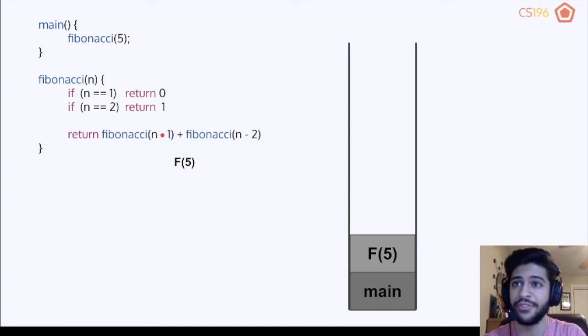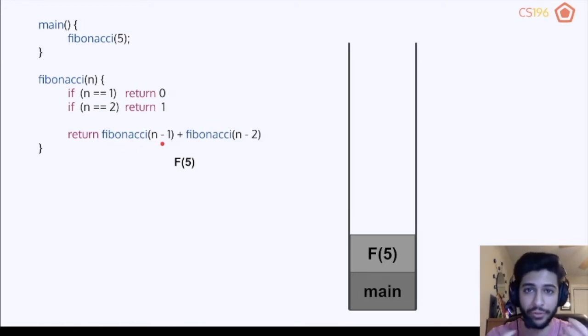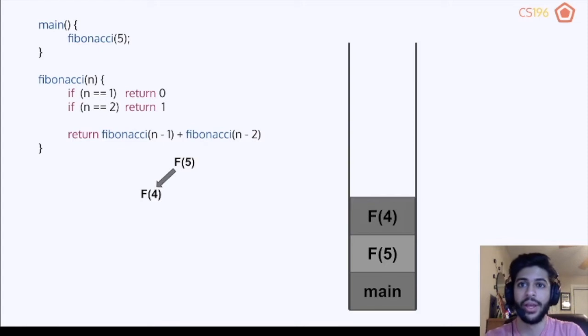So now f of 5 needs both f of 4 and f of 3, because that's n minus 1 and n minus 2. But again, as we said earlier, since Fibonacci of n minus 1 in the code comes first, we have to execute Fibonacci of n minus 1 first. So f of 5 will call f of 4. F of 4 goes onto the top of the call stack, and we know that f of 4 is now running the same exact function all over again.